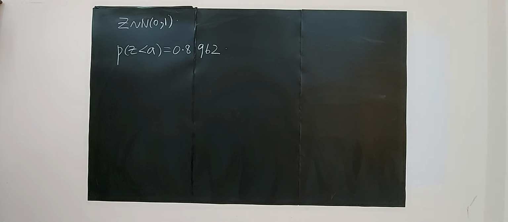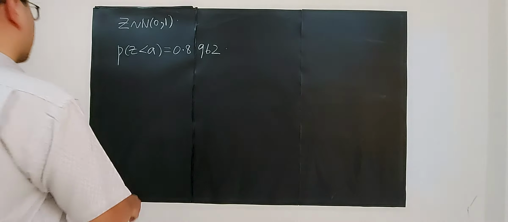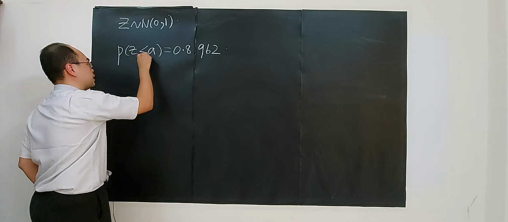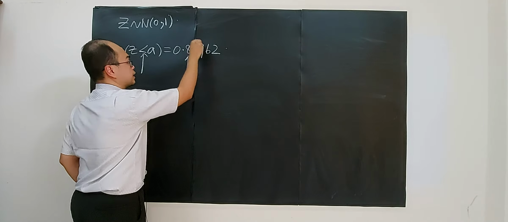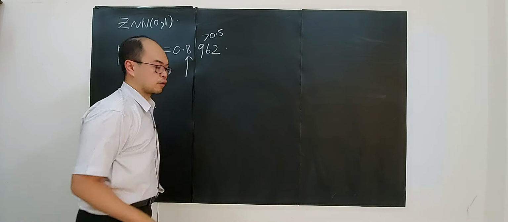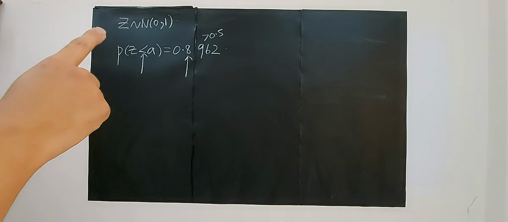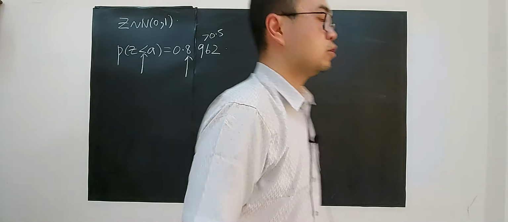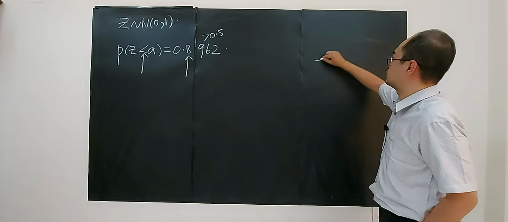Alright, okay. Let's look at this. P(Z < A) = 0.8962. You want to find the value of A. How to find it? First, look at this sign and the value here. This value is more than 0.5. From the statistical table, we cannot read it directly. Doesn't matter, have some imagination.